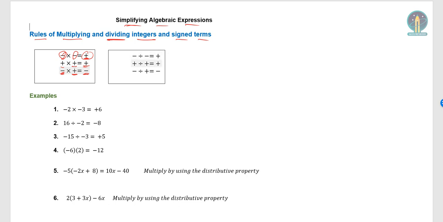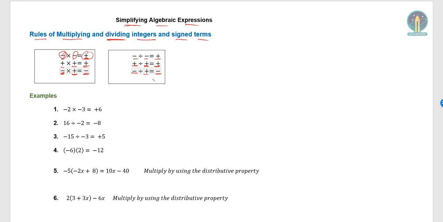The same thing is the case for division. So dividing a negative number by a negative number gives you a positive result. Dividing a positive number by a positive number gives you a positive result. Dividing a negative number by a positive, or vice versa, dividing a positive by a negative, the order does not matter. What matters is that one of them is negative and the other is positive. So the signs are different. You end up with a negative result.